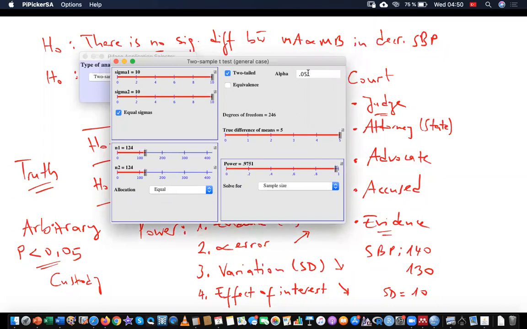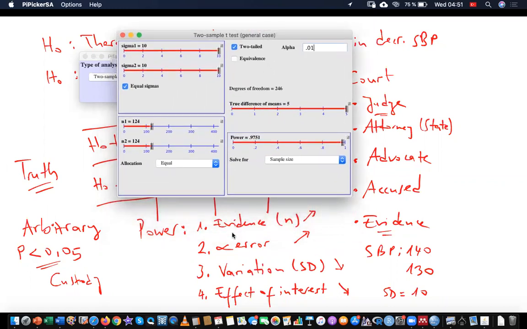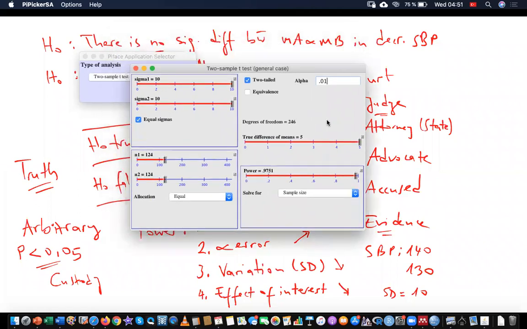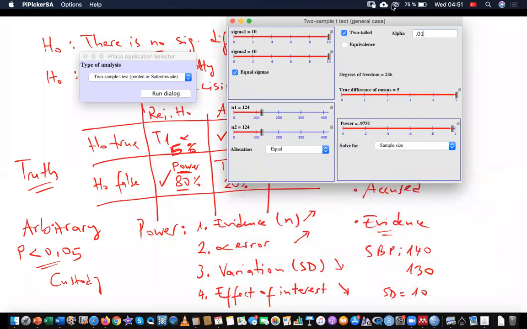Now, let me ask you, instead of making alpha 0.5, if I make it 0.01, what will happen with power? It will increase. Look at here. I didn't increase alpha error, I decreased it. It was 5, I made it 1. What will happen with power? Think once more. It will decrease. Power will decrease.